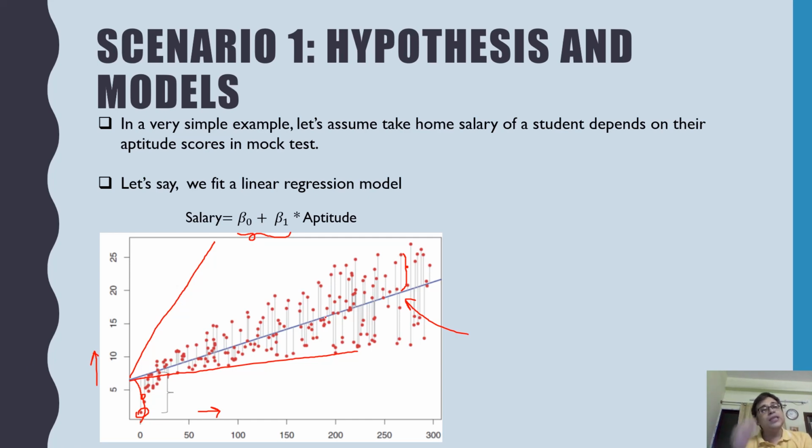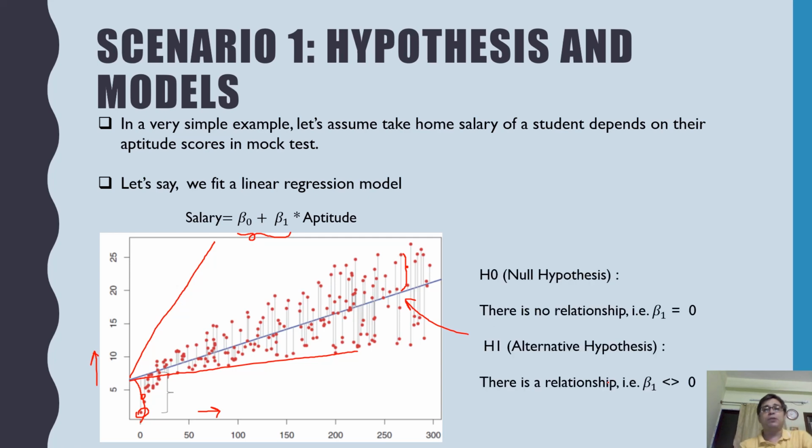So this can be stated in terms of your hypothesis. Your null hypothesis is there is no relationship, or beta 1 is 0. What that means is that you have something like a straight line which is parallel to the x-axis, and that means that the aptitude score has no effect on salary. So this is your null hypothesis: the model is not valid. And H1 is the alternative hypothesis, which means the relationship exists and the model is valid.